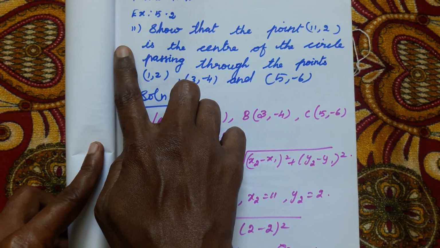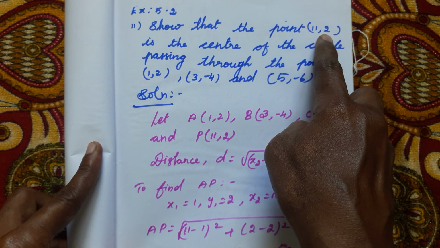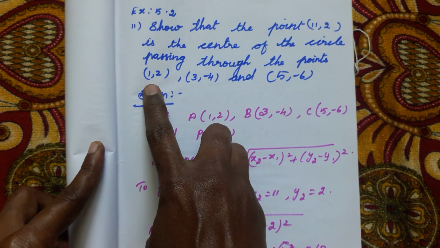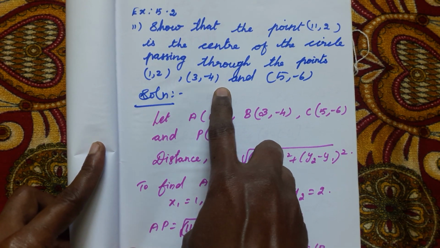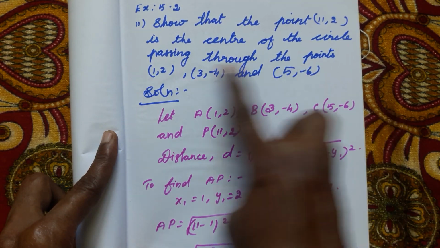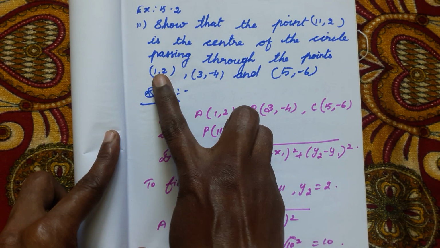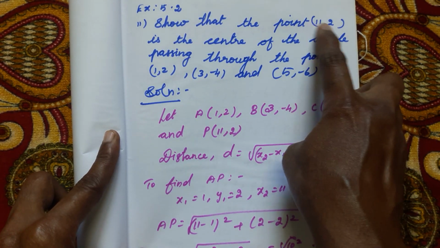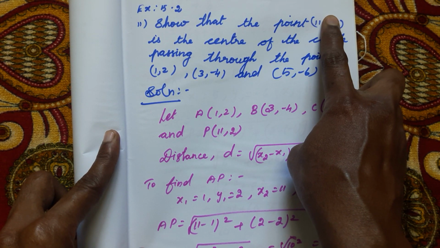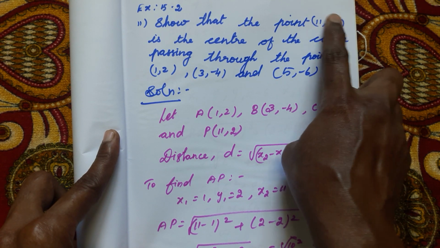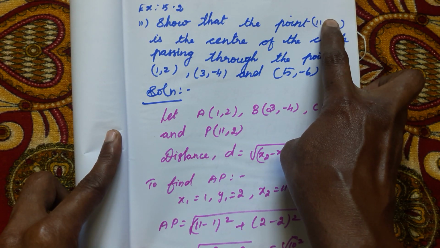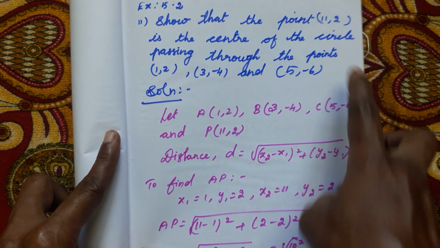Exercise 5.2, the problem. Prove that the point (11, 2) is the center of the circle passing through the points (1, 2), (3, -4) and (5, -6). Here 3 points are given. I am taking these 3 points as A, B, C. We have to prove that it is the center, so I am taking this as P.